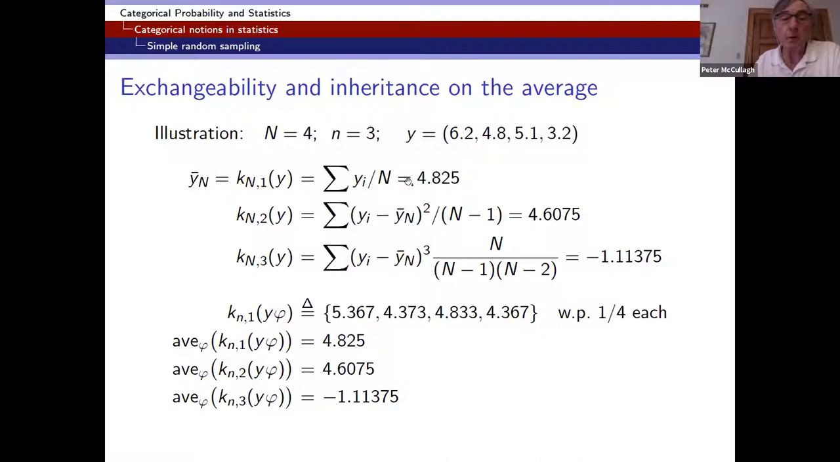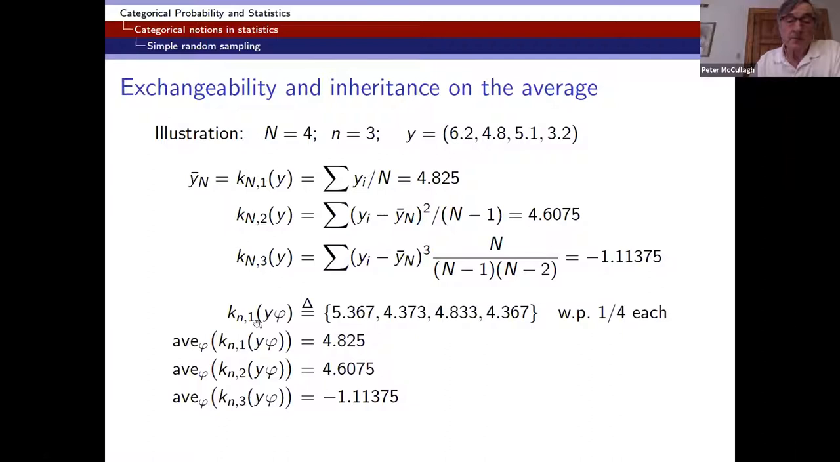Here's a second one, which is the usual sample variance, or population variance in this case, but it's divided by n minus 1, and that's quite important, and that number comes out to be as shown. And there's a third one just for illustration here, what's usually called the third k statistic, and its value is as shown. This is computed now for N equal to 4. So these three particular statistics are what are called Fisher's k statistics, the first three of them.